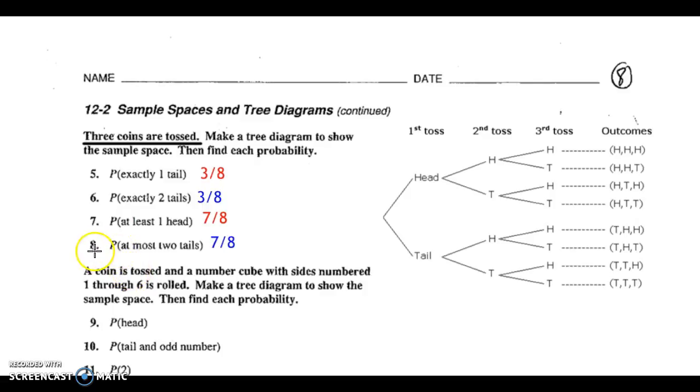Same thing with number 8. It says probability at most 2 tails. So there could be 2 tails, or maybe 1 tail, or maybe 0 tails. So this counts. So does this, so does this, so does this, so does this, this, but this doesn't because this has 3 tails, and that's not at most 2 tails. So we can still say it's a 7 out of 8.